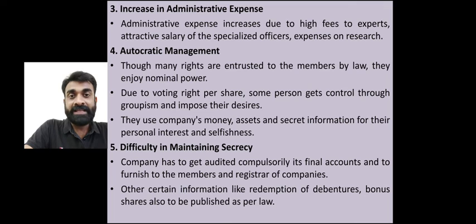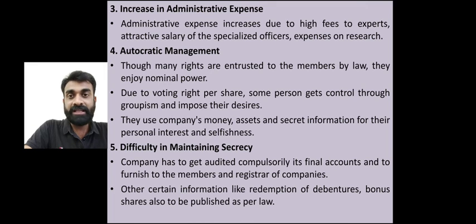Okay, right? Then next, fourth, that is autocratic management. We have already seen in the characteristics that voting right is per share. Suppose I am having 49% or 51% of the shares, then maximum decisions will be taken by me myself, right? That will sometimes become autocratic management.